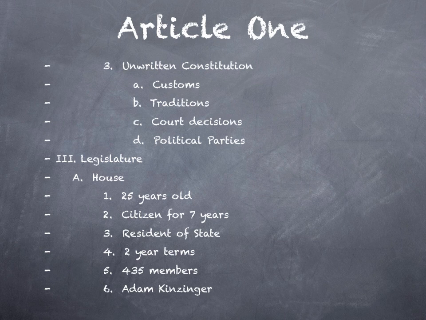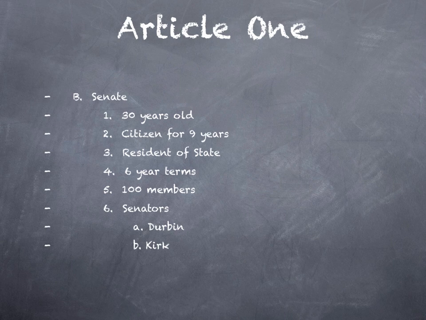The upper chamber of our legislature, again, the two houses, we have the lower house, which is the House of Representatives, and the upper house, which is the Senate. To be a member of the Senate, you have to be at least 30 years old, and you have to have been a citizen for 9 years and a resident of the state from which you're representing. Senators are elected for 6-year terms, and each state gets only 2. So there's a total of 100 members in the Senate. Our senators are Dick Durbin and Mark Kirk.